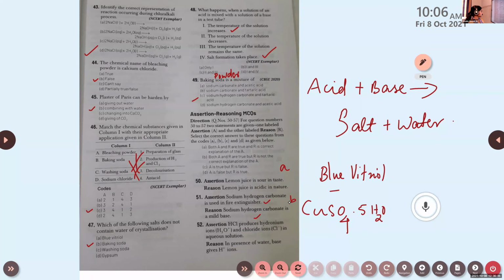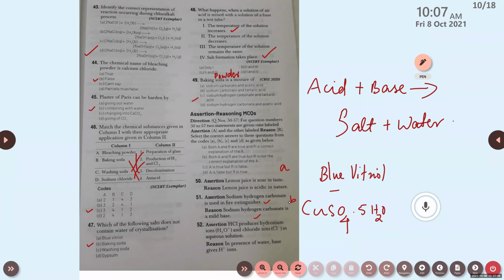Okay. Clear? Yes. Then question number 52. Assertion: HCl produces hydronium ions and chloride ions in aqueous solution. Reason: in presence of water, base gives H plus ions.